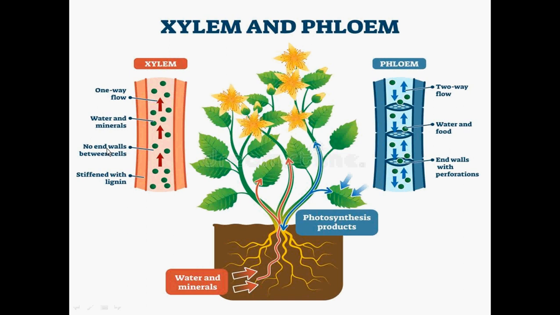So in this way, there are no end walls between the cells, so the water and minerals are easily conducted upwards, and there is only one-way flow. There is no two-way flow. It is a flow from the roots to the different parts of the plant.